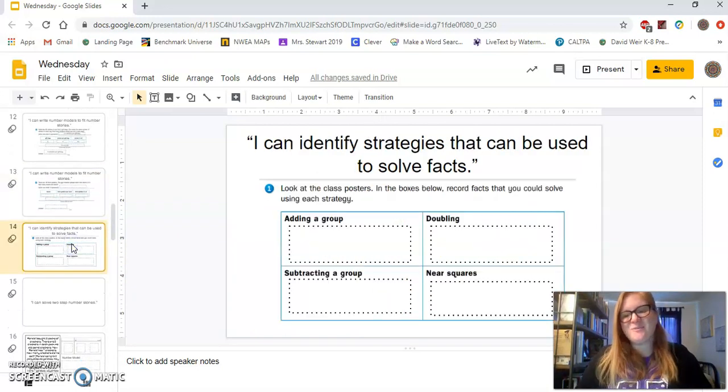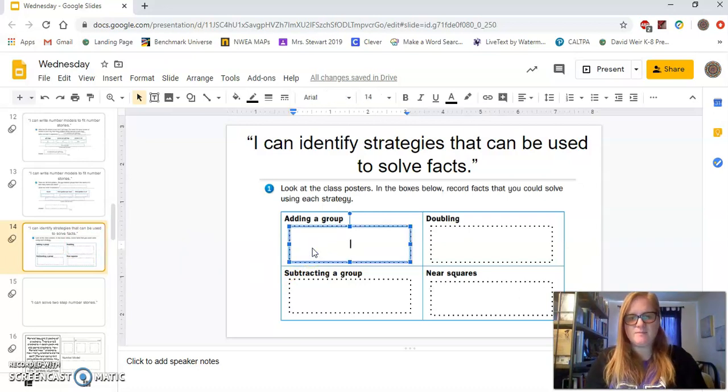This one was fun. We had made those multiplication posters, 6 times 7, 8 times 7, and we had gone around figuring out what ways we could solve each of them. Do you guys remember that? I think you guys would. So looking at the class poster in the boxes below, record facts that you can solve in each strategy. So what kind of facts can we use by adding a group, right? So let's say I'm trying to find, I know what 5 times 6 is, right? And I'm trying to find maybe 6 times 7. Could I add groups in order to find that? I could.